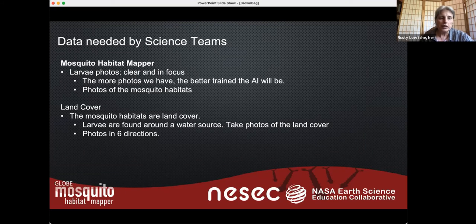And we're looking for land cover photos that have water in them. That's another part of this thing. So most of the water sources that you find in land cover, you know, might be moving water, and they may not be a great mosquito habitat.